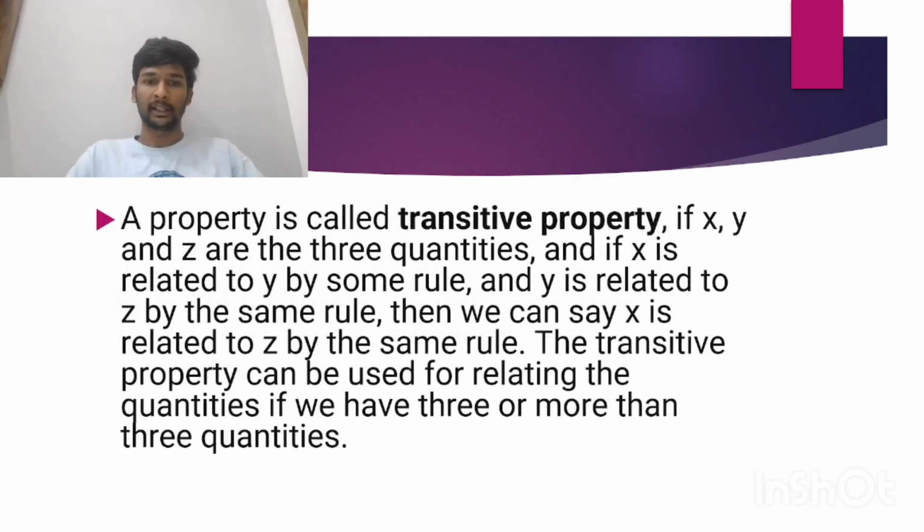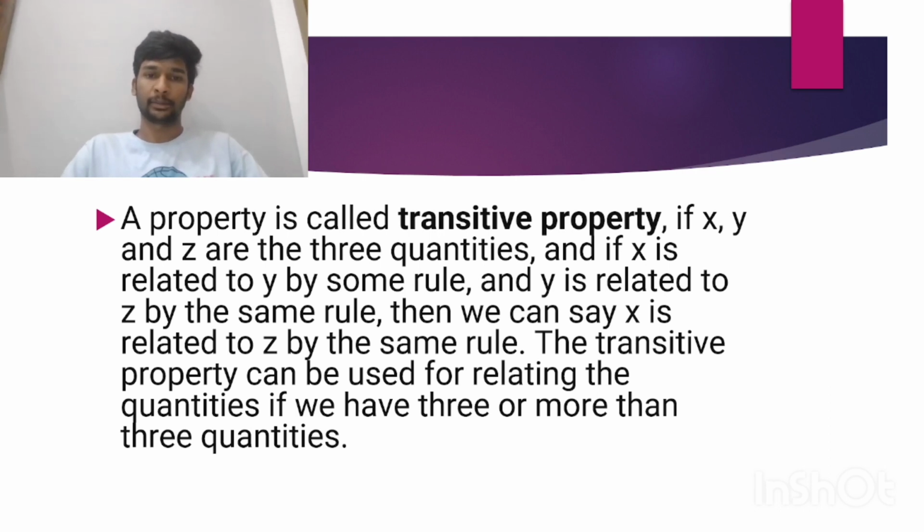Transitivity. A property is called the transitive property if x, y and z are three quantities, and x is related to y by some rule and y is related to z by some rule, then we can say that x is related to z by the same rule. The transitive property can be used for relating the quantities if we have three or more quantities.